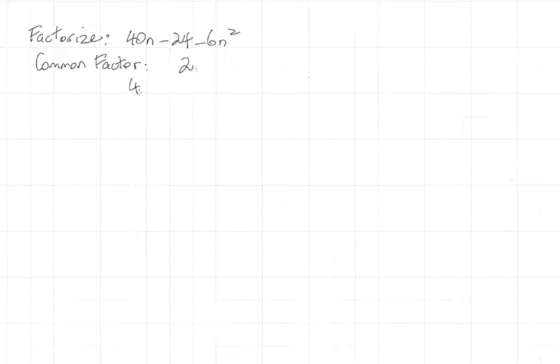So we can say that 40n minus 24 minus 6n squared equals 2. And then we say, what have we got to multiply 2 by to get this first term? It will be 20n. What have we got to multiply 2 by to get negative 24? Well, that'll be negative 12. What have we got to multiply 2 by to get negative 6n squared? Well, that'll be negative 3n squared.